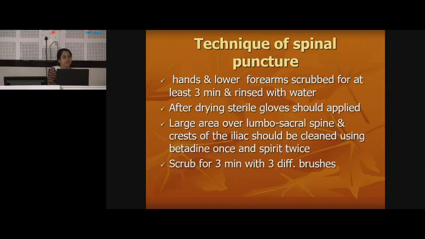Now the technique of spinal anesthesia. Whenever we give a spinal anesthesia, we have to ensure total asepsis. We have to scrub our hands and lower forearms for 3 minutes and rinse with water. Then we have to wear the gloves and gowns also, and a large area over the lumbosacral region has to be scrubbed, between the lumbosacral spine and the iliac crest.